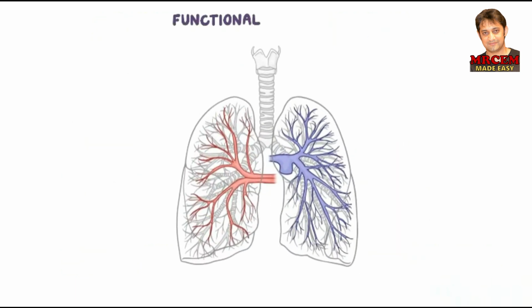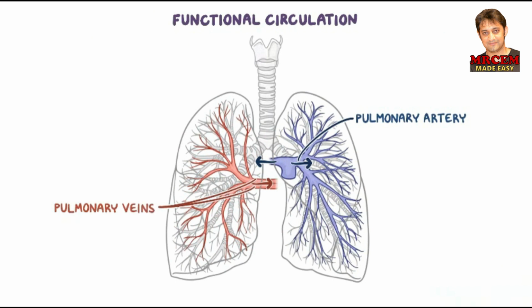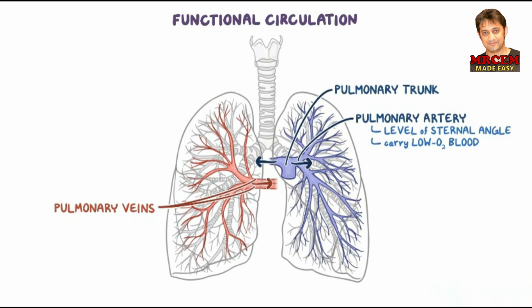Regarding functional or pulmonary circulation, briefly speaking, each lung has a pulmonary artery supplying low oxygen blood to it and two pulmonary veins draining oxygenated blood from it. The right and left pulmonary artery arise from the pulmonary trunk at the level of the sternal angle, and they carry low oxygen blood to the lungs. Although they're called arteries, they're colored blue just like veins in almost all anatomical illustrations, because they transport low oxygenated blood.